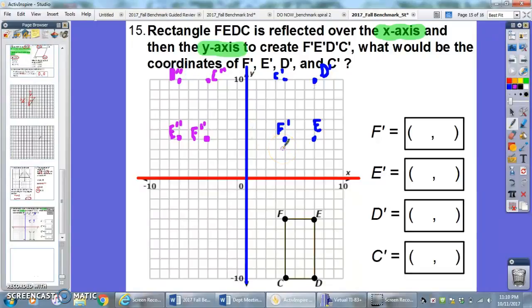Alright, so now I've finished up my rectangle, and I'm going to go ahead and write my answers in the box. So F prime is at negative 4, 4. Then you have your other point, E is at negative 7, 4. Then you have point D, which is at negative 7, 10. And then you have your last point, C, which is at negative 4, 10.